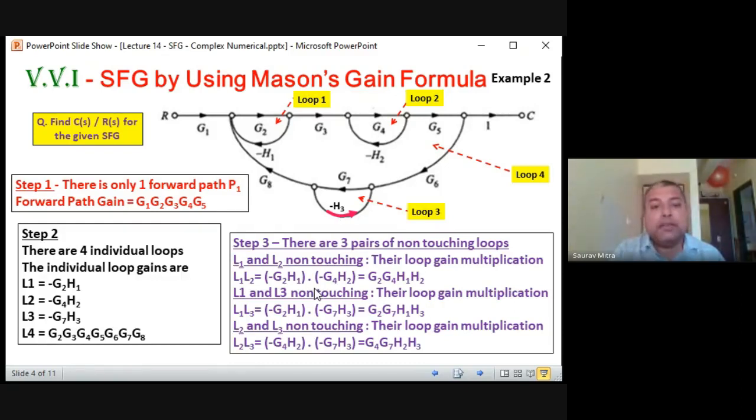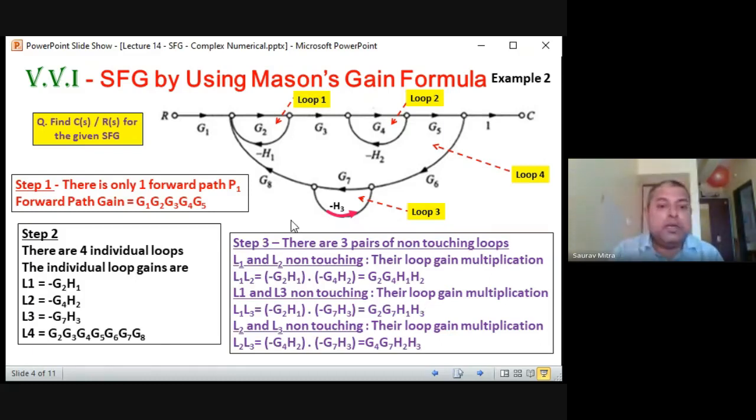And then loop 2 and loop 3. If you multiply them, it will become G4, G7, H2, H3. So these are three pairs of non-touching loops. When do we call two loops non-touching? If they are not sharing a common node.